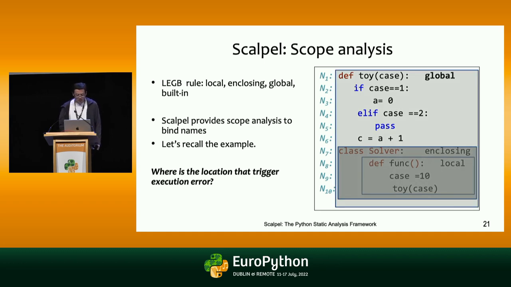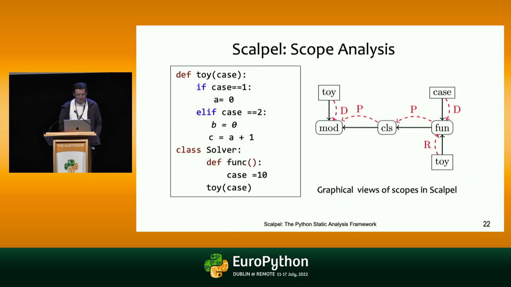But things don't always work the way I'm describing. In the internal representation of the Scalpel framework, we have the so-called scope graph. In a scope graph, we represent lexical scopes in a graphical way so that you can see the different relations here. Let's say the case is declared in the scope of a function, and toy is referenced in the scope of a function. The scope of a class has the parent relation to the scope of the function. The module is the root scope here.